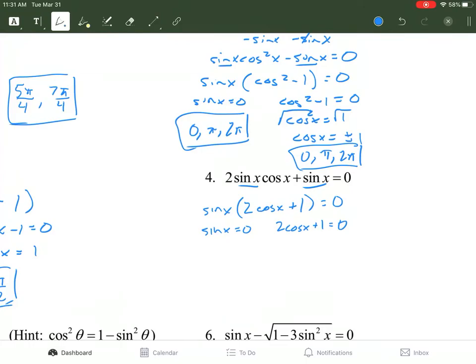All right, so the sine of x equals 0 is done. For the other one, we have to have cosine of x. We're going to subtract 1, and we're going to divide it by 2. And now that one's done.